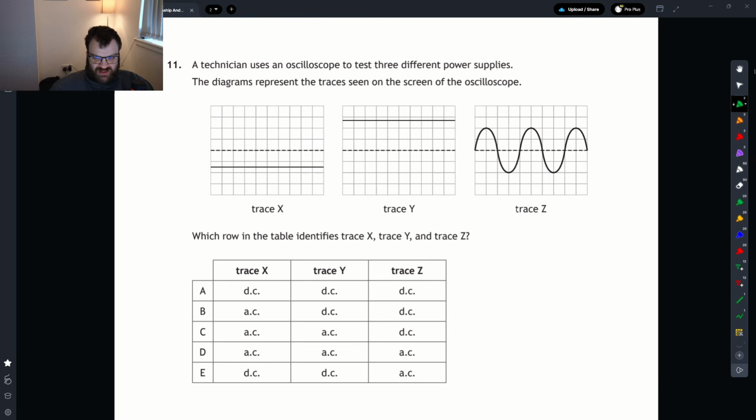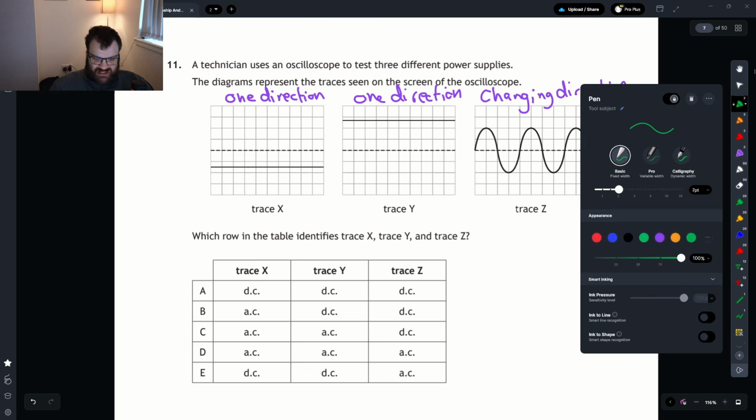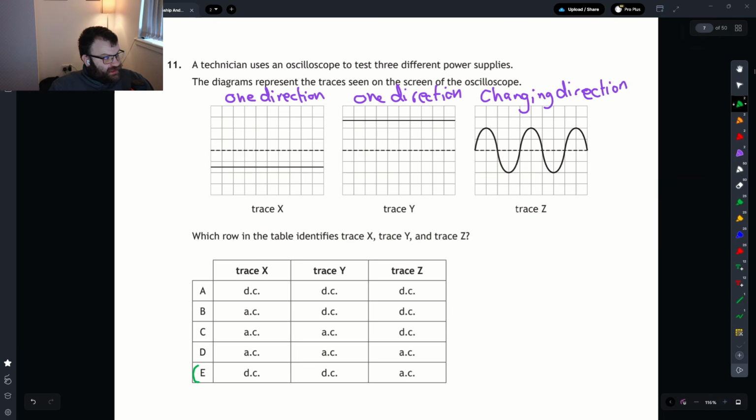Shuffling on, we're talking about AC and DC. Direct current travels in one direction. Both X and Y are traveling in one direction. Whereas in trace Z, it is changing direction, making that an AC, an alternating current trace. E is going to be your answer for that one.